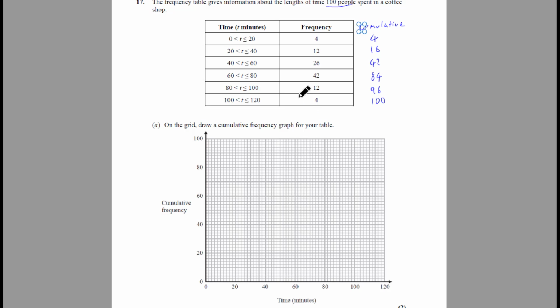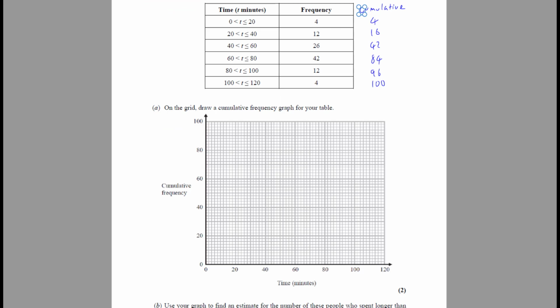So now we just need to plot. So it's cumulative frequency, so we plot the endpoint, and I do think you get the method mark for that. So we plot the endpoints. So we've got to go to 20 to 4. Now be careful with the scale. Each square is worth 2. So 20 to 4. Mind my accuracy.